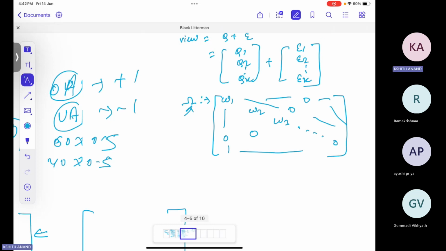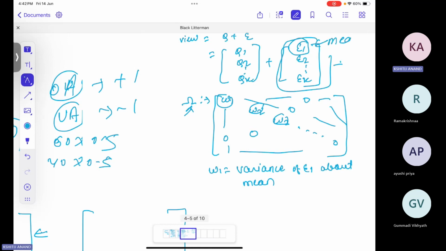Now what is W1, W2, W3? So basically W1 is the variance of sigma 1 about mean. Okay, so basically it is the variance term of E1. So what is the variance of E1? See, it is having a mean of 0, right? So all this matrix is having a mean of 0. So basically E1, E2 to EK are having a mean of 0, and then you can get its variance.